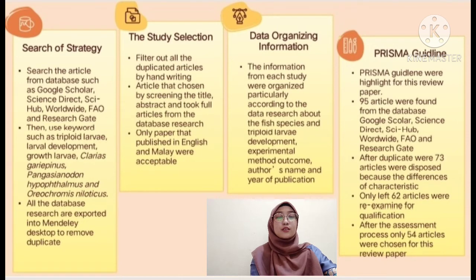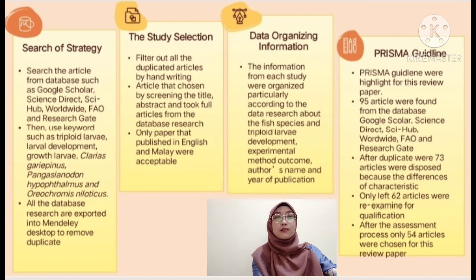Second, the study selection. I filtered out all the duplicated articles by handwriting, articles that chosen by screening the title, abstract, and took full articles from the database research. Only paper that published in English and Malay were acceptable.